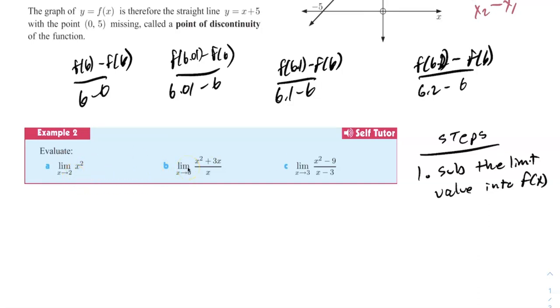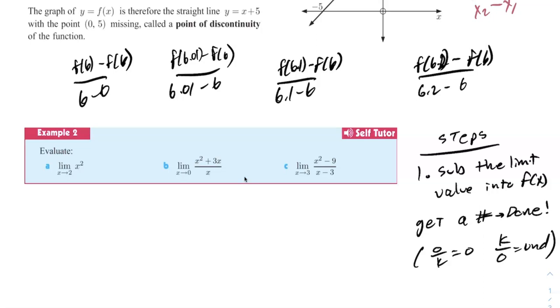Here's what happened. If you get a number, done. So you get a number, you get 4, you get 5, you get 6, you get 0, you're done. That's the answer, that's your limit. Now keep in mind, 0 over any number, we'll put k instead of a pound sign, is 0. A number over 0 is undefined, which means the limit does not exist, which everybody goes crazy about because of Mean Girls.